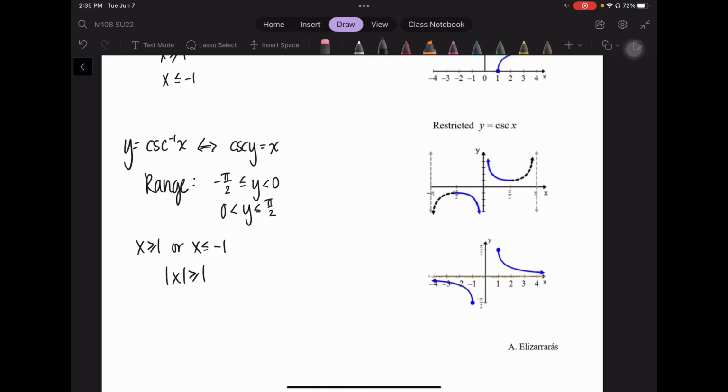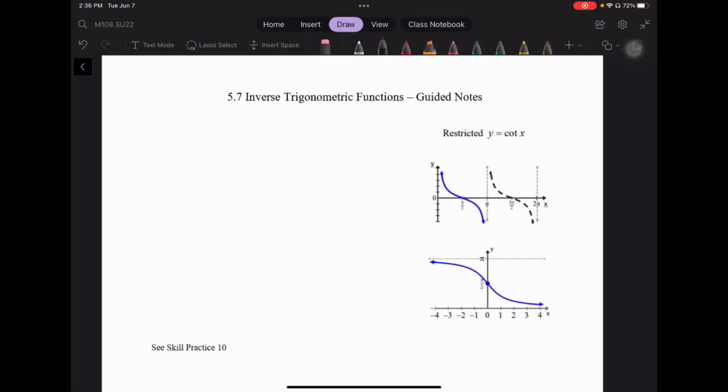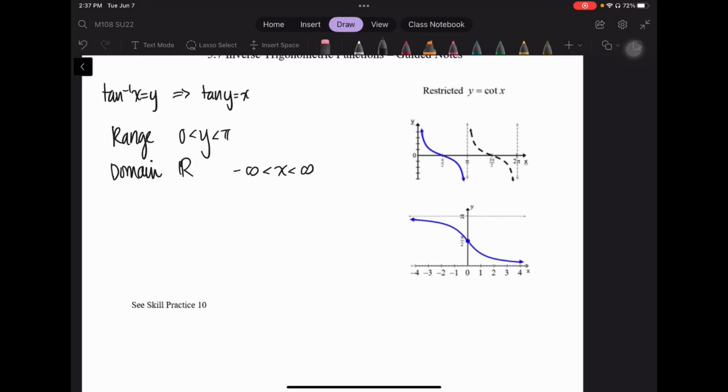Finally, let's look at tangent. Tangent has vertical asymptotes at multiples of pi. So at pi, there's a horizontal asymptote on the inverse. Tangent goes through the point pi over 2, 0, which means we have the point 0, pi over 2 on the inverse. The inverse range then, since tangent has asymptotes at 0 and pi, is that y can go from 0 to pi, but it cannot include either of those. And then the domain is all real numbers. x can be anything. And that's it for this section.